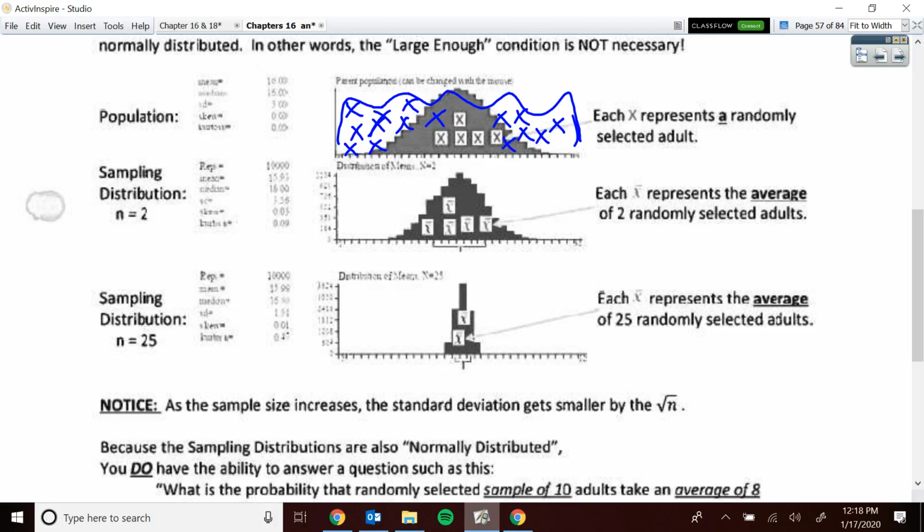Okay, so each X is representing one randomly selected time that you did on your stopwatch. Then, if you took little X bars, say you had done little samples of size 2, then they would drop down, and then, of course, samples of size 25. So what happened as we got larger sample sizes? Got more compact data, the standard deviation got smaller.